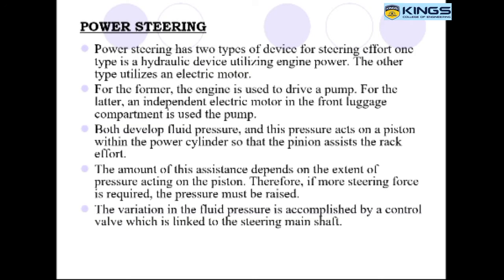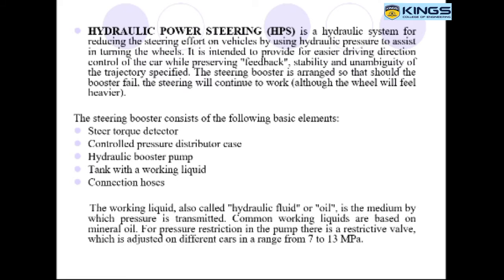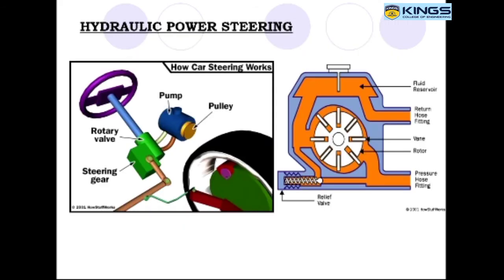Then power steering system. There are two types of power steering. One is hydraulic power steering, HPS, another one is electrical power steering. In a hydraulic power steering, a hydraulic pump takes the power from the engine and develops the fluid power so that the pinion assists the rack effort. In an electrical power steering, an electrical motor is used to assist the steering effort.